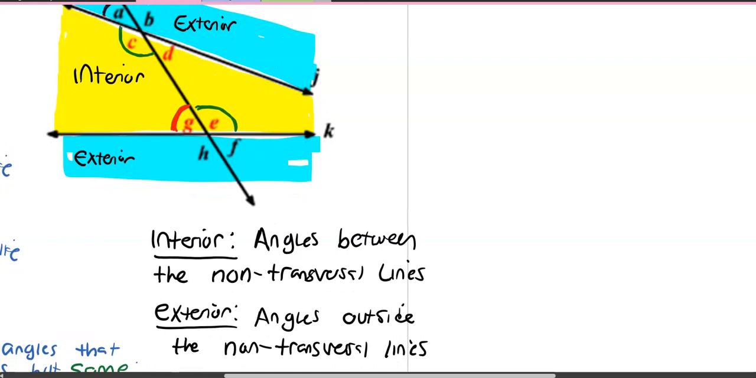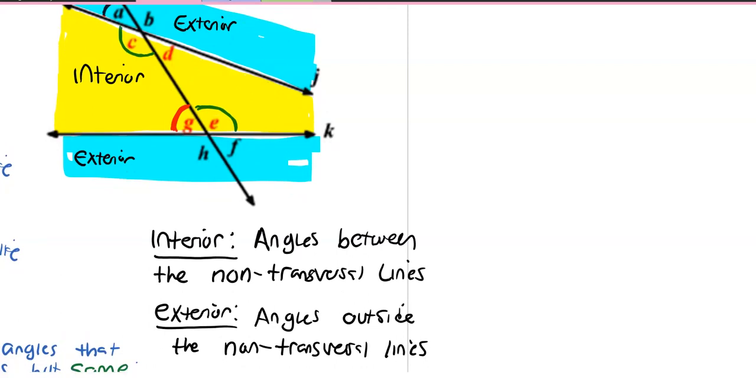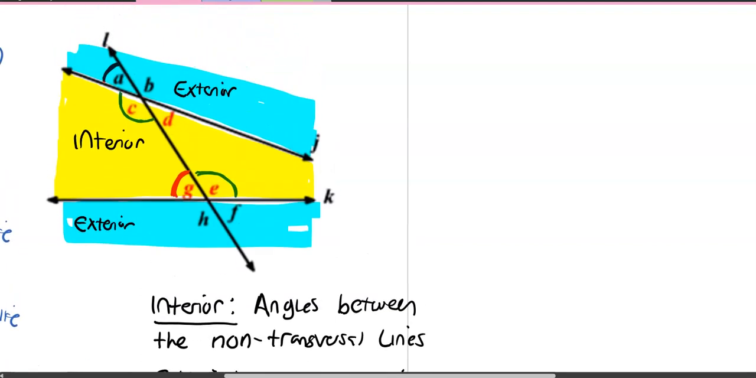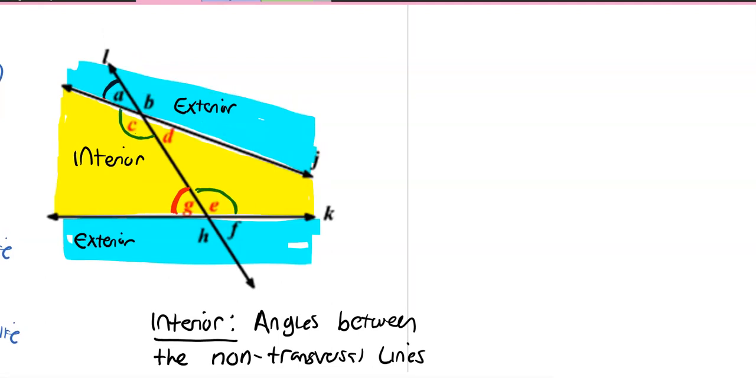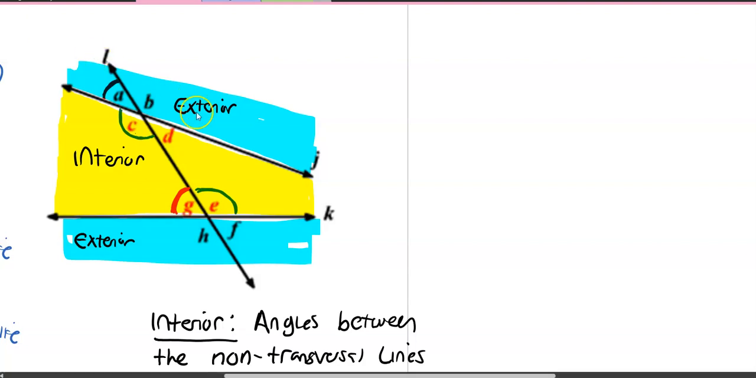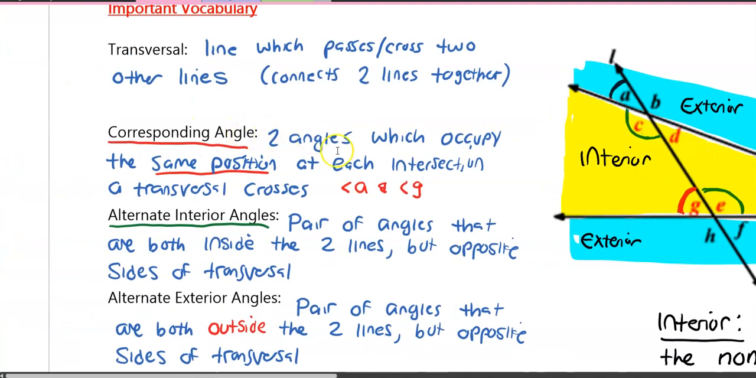So angles between the non-transversal lines are interior, and angles outside the non-transversal lines are exterior. So that's why for alternate interior angles, C and E would be a pair of them. The other pair would be D and G. They kind of make a little zigzag, like a Z. That's one way I help myself remember when we're working with that.